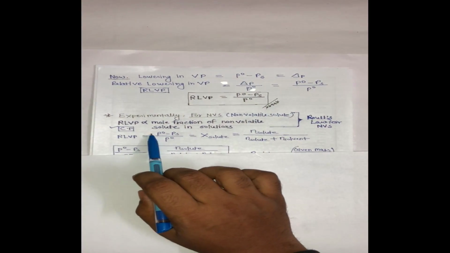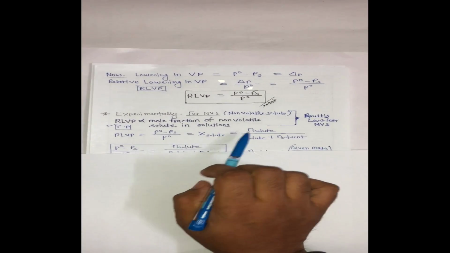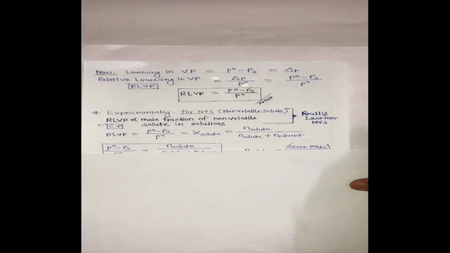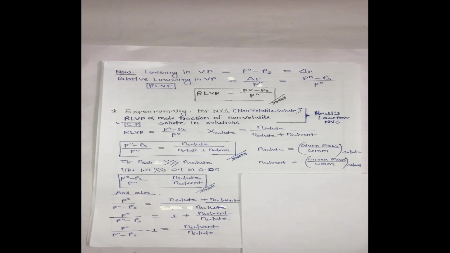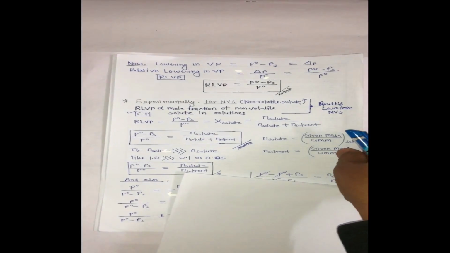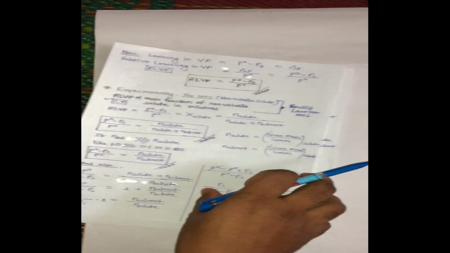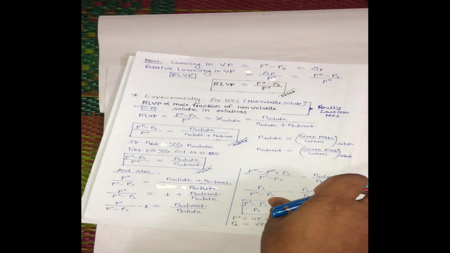So RLVP equals (P naught minus PS) divided by P naught, equal to X solute, again the mole fraction, that is N solute divided by (N solute plus N solvent). So here, one by one, many formulas we can derive. And N solute equals the given mass of solute divided by GMM of solute, and N solvent equals the given mass of solvent divided by GMM of solvent.